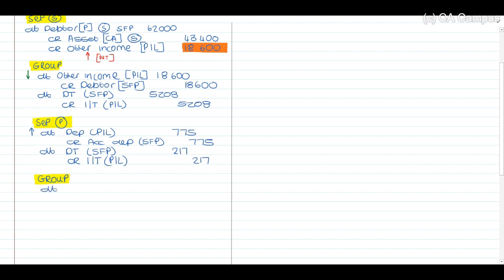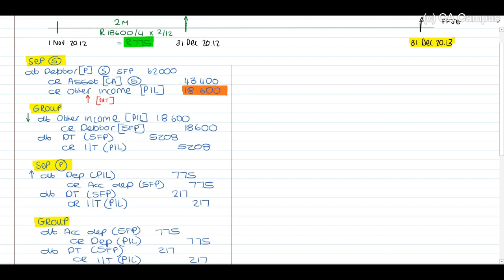We will now debit our accumulated depreciation in our statement of financial position. We will credit our depreciation in our profit and loss, the 775. Guys, you can combine these journal entries if you want to. And then we can debit our deferred tax, statement of financial position, and we credit our income tax in our profit and loss with 217. Okay, guys, so to summarize this, there are technically 3 things that you need to remember.